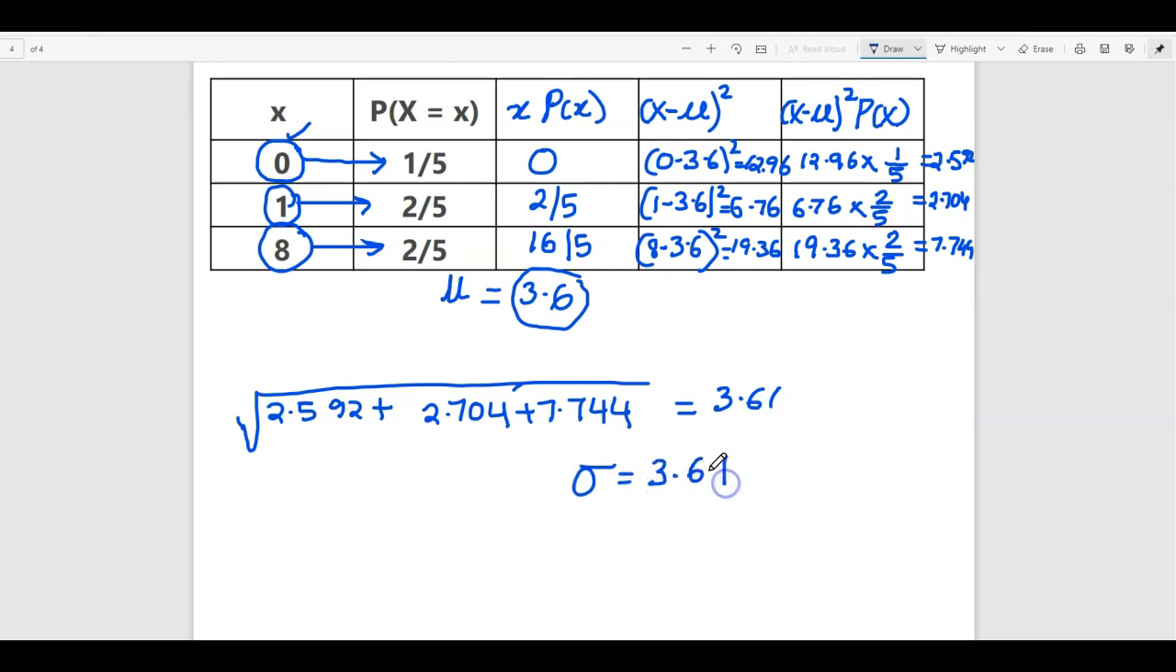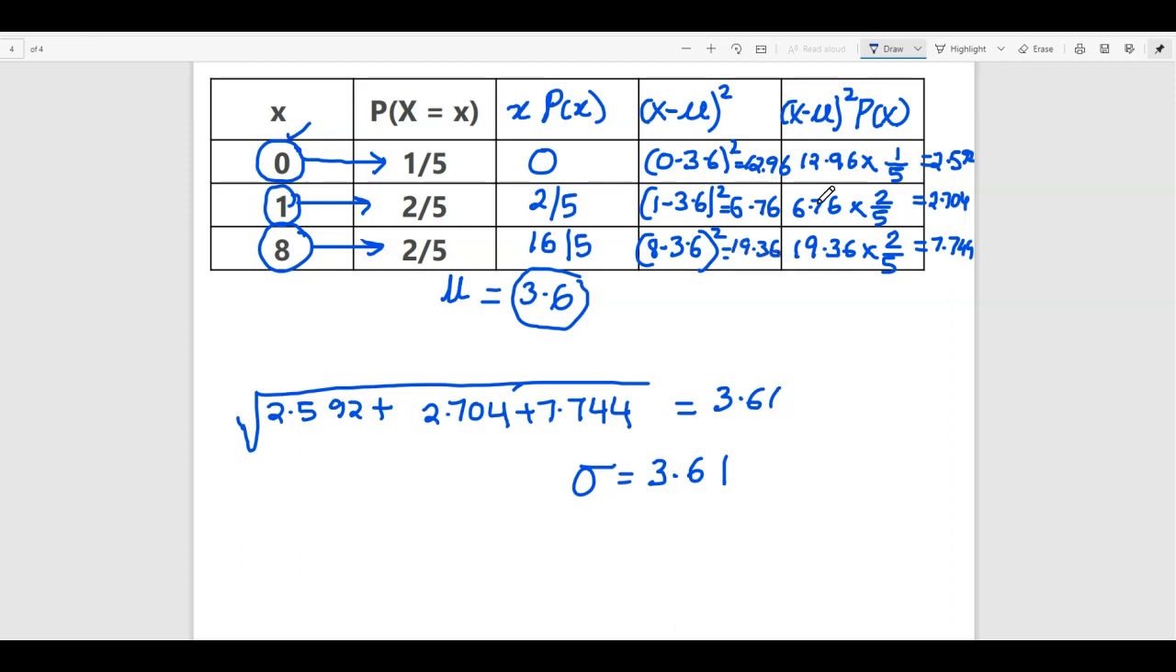Let's go over the steps one more time. First step is to find your mean. How do you find your mean? X times P of X: this times this, this times this, this times this, and add everything. And what do you get? You get your mean. Once you get your mean, you simply subtract x minus mu: 0 minus 3.6, 1 minus 3.6, 8 minus 3.6. Your next step is to square it. Square, square, square. You get your answers.